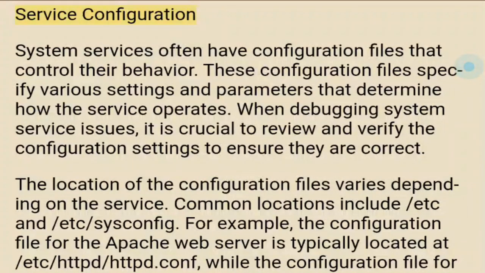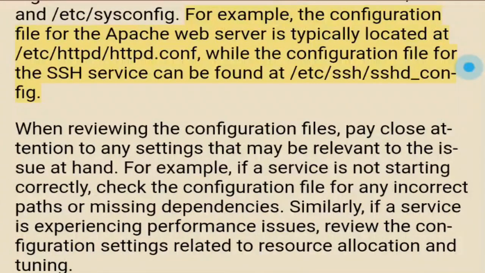Service configuration. System services often have configuration files that control their behavior. These configuration files specify various settings and parameters that determine how the service operates. When debugging system service issues, it is crucial to review and verify the configuration settings to ensure they are correct. The location of the configuration files varies depending on the service. Common locations include /etc and /etc/sysconfig. For example, the configuration file for the Apache web server is typically located at /etc/httpd/httpd.conf, while the configuration file for the SSH service can be found at /etc/ssh/sshd_config.